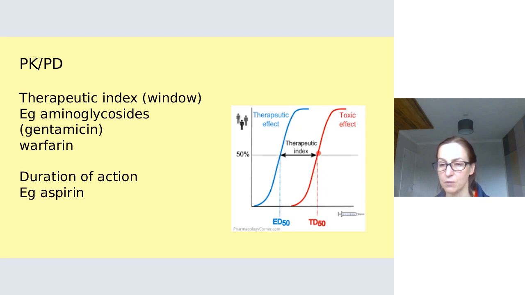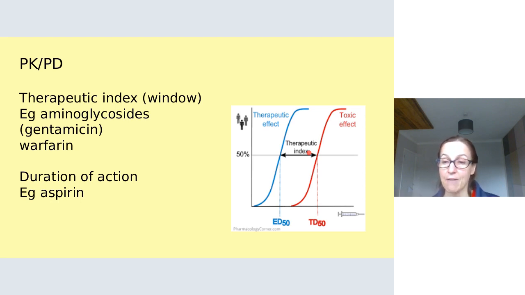And then the toxic dose 50 would be the point at which 50% of our people get a toxic effect from it, and that's whatever you measure. And then there's a line between that, and that is the therapeutic index or the therapeutic window. And we can use that number to compare different drugs.